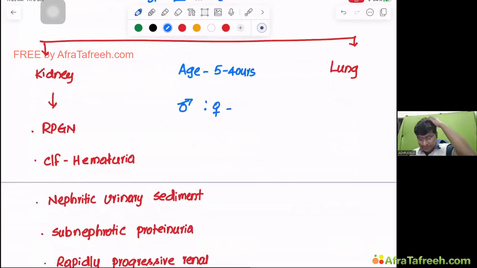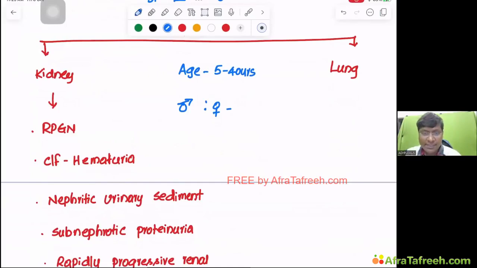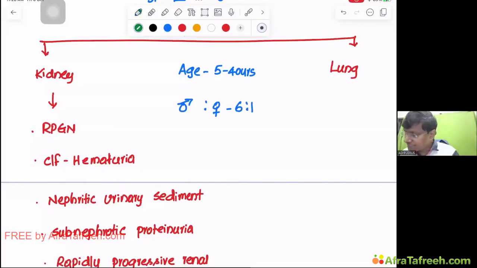They are more common in females, but in the case of Goodpasture there is slight variation. The male to female ratio is around 6:1, right? Now, what will be the changes that appear in the lung?